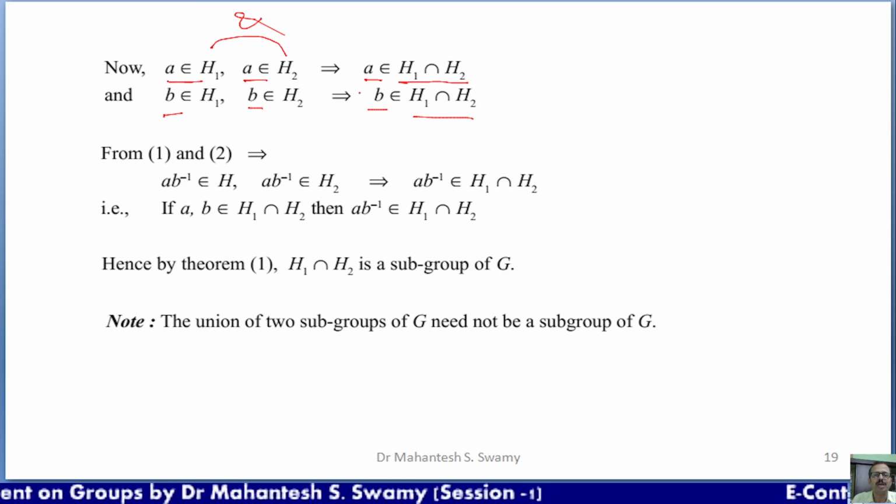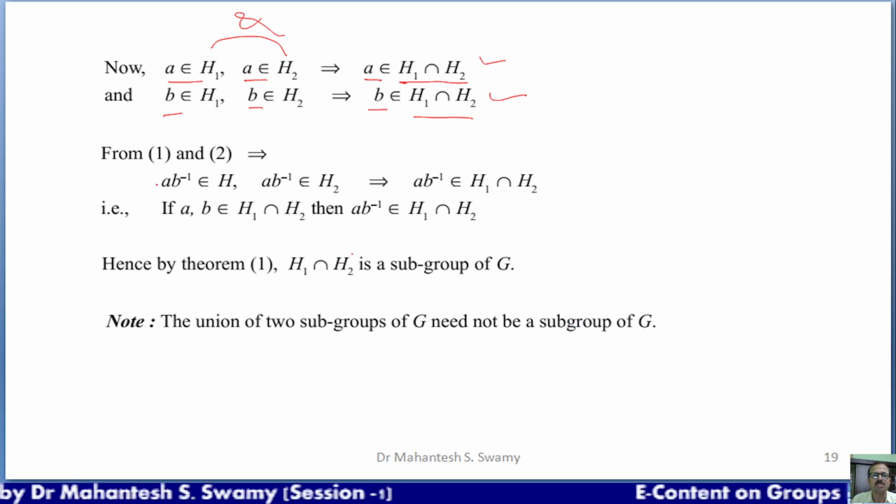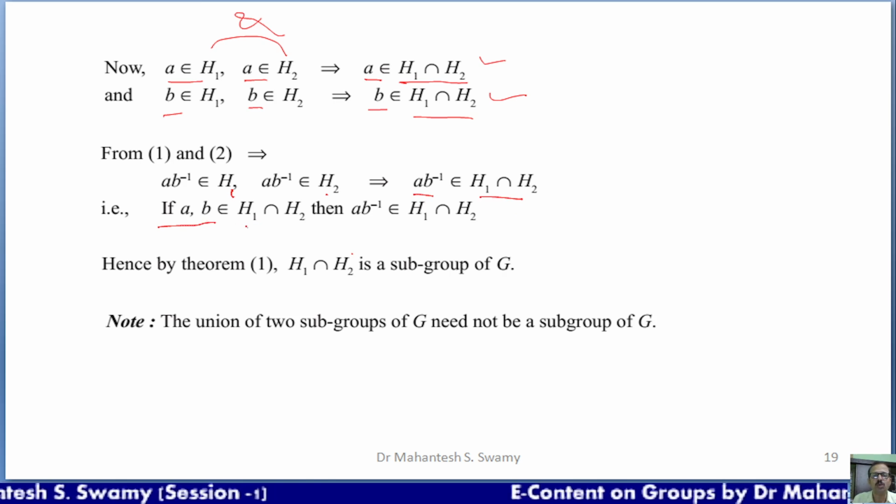Now we have two elements A and B belonging to H1 and H2. Also we observe from equations 1 and 2 that AB inverse is in H1 and AB inverse is in H2. As a result, AB inverse is in H1, AB inverse is in H2, therefore AB inverse is in H1 intersection H2. So what we have proved is that if A, B are any two elements of H1 intersection H2, AB inverse is in H1 intersection H2.